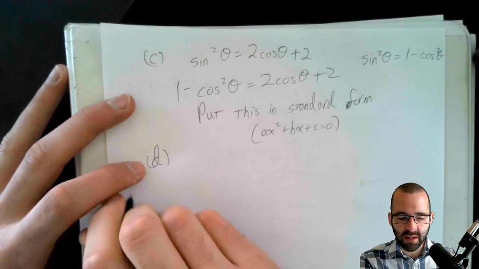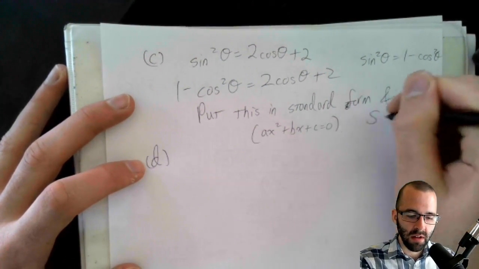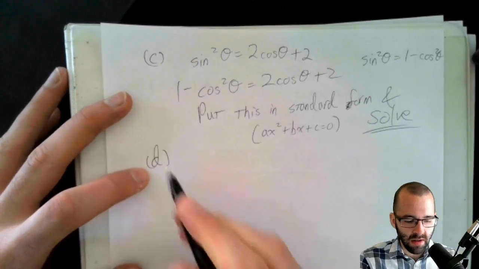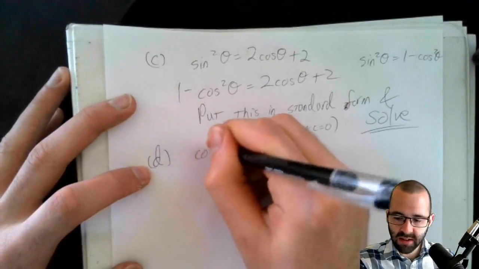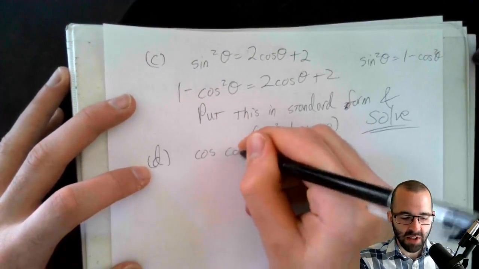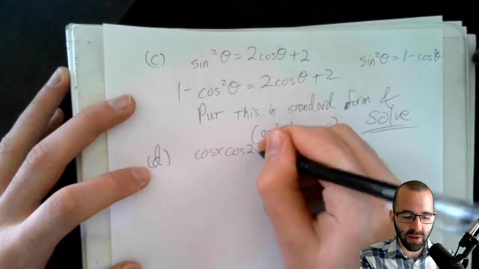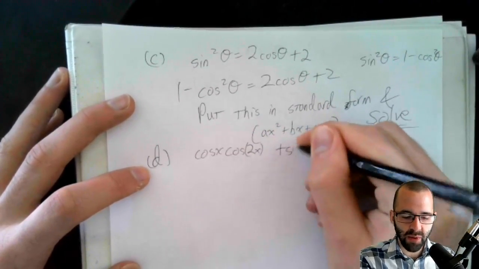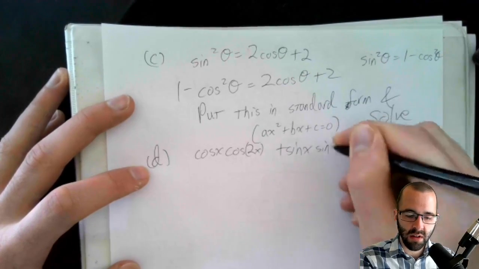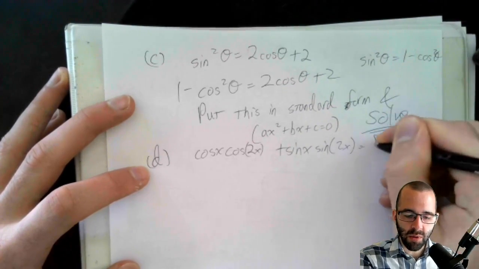Similarly, part D: cosine of x times the cosine of 2x equals root 3 over 2. This one's a cute little problem, but it's kind of tricky, which is why I want to show it and not just skip it.